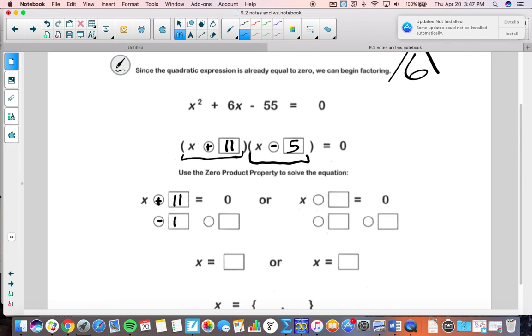So now we undo adding 11 by subtracting 11. 0 minus 11 is negative 11. And over here we get x minus 5. That's the other factor part. We set it equal to 0. So solve for x. Add 5 and add 5 on each side of the equation. We get x equals positive 5. So negative 11 and positive 5 are the solutions.